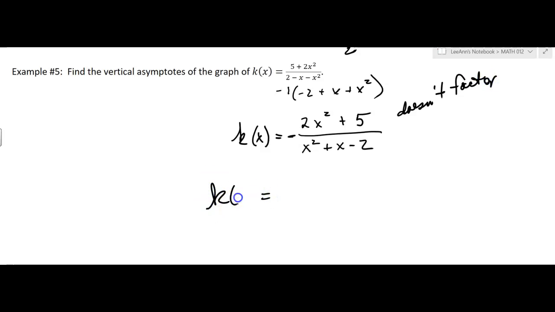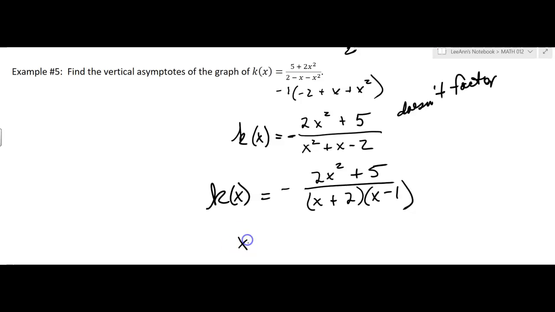So now I have k of x equals -2x squared plus 5 over, and then this is going to be x plus 2 and x minus 1. Okay? That will tell us then the vertical asymptotes, anything that's going to make the denominator 0. So when x is -2, that's going to be a vertical asymptote. When x is 1, that's going to be another vertical asymptote. So the vertical asymptotes are these two lines, these two vertical lines.